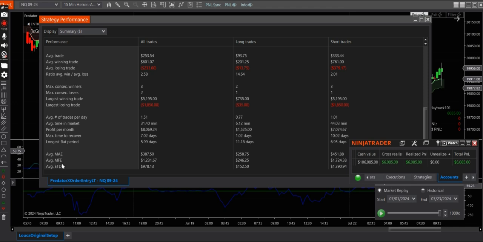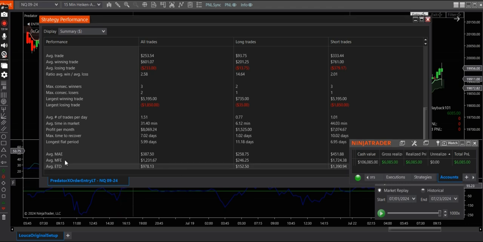So the average MFE, okay, if you're using a different trading platform, you probably have the same metrics here. The average MFE is the maximum favorable excursion, and basically it's the opposite of this. It's the average of your total profit, for long trades and short trades here. Those are the two important metrics that you would need, the MAE and then the MFE.